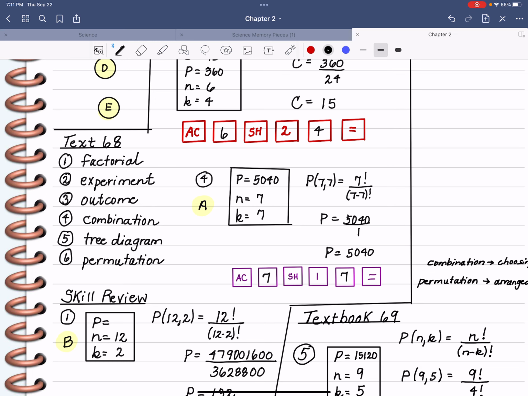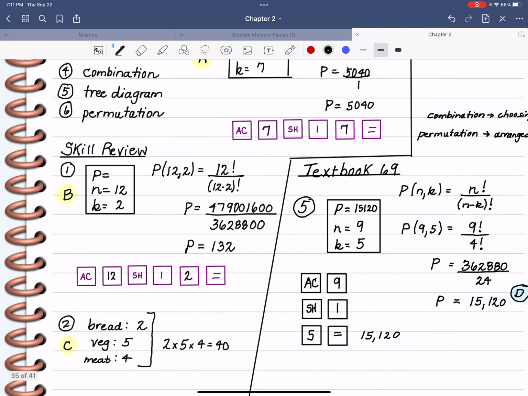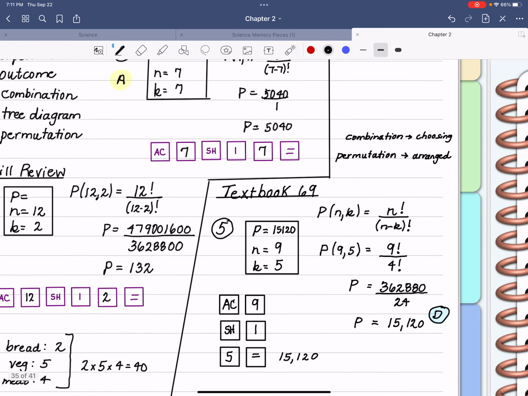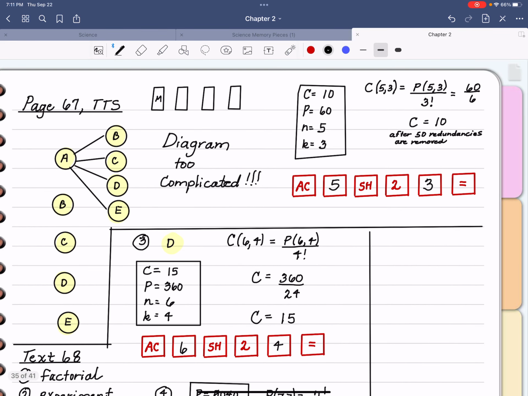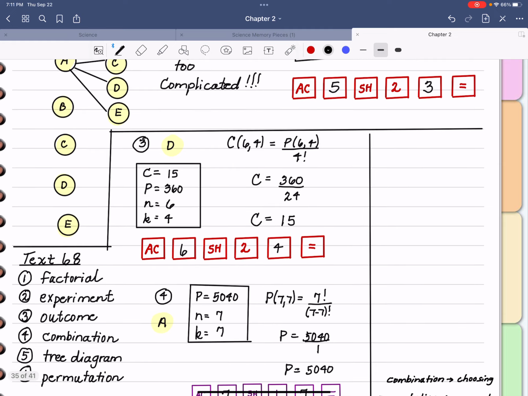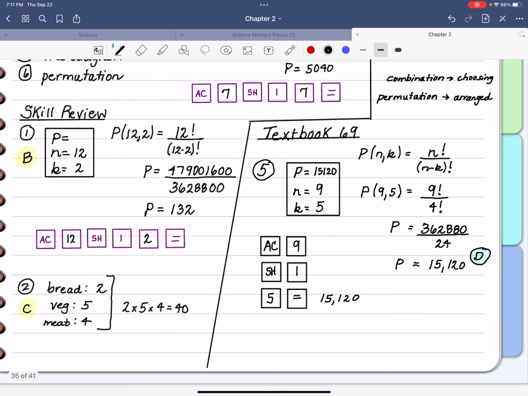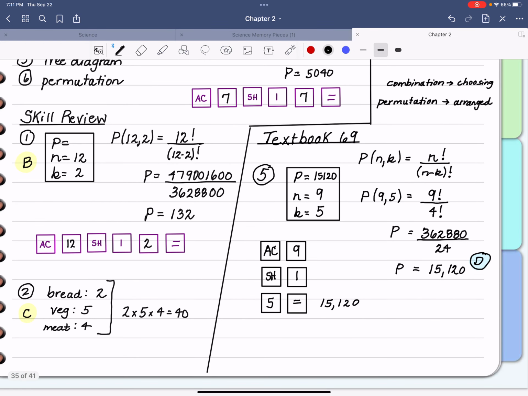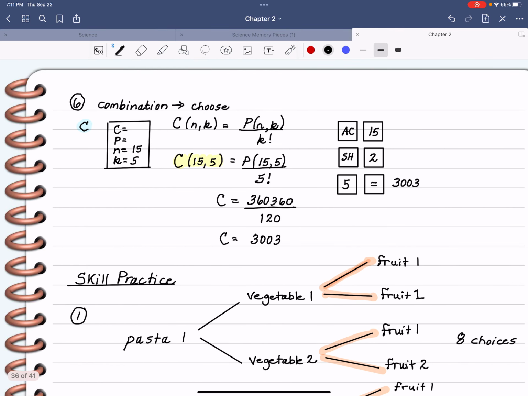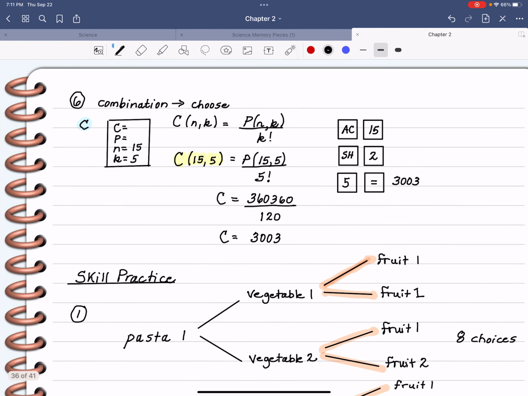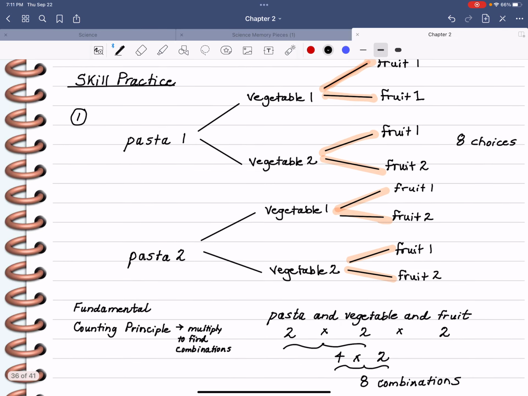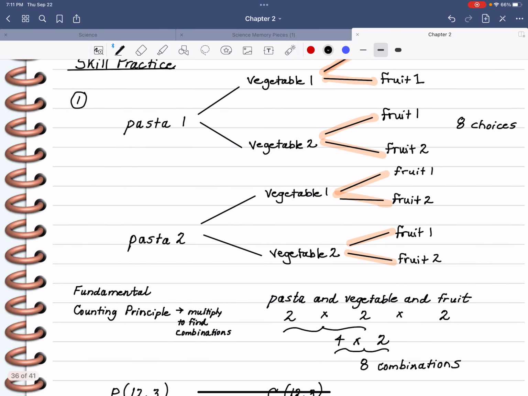Number 1 at the bottom is B as in boy. 2 is C as in cat. 3 is D as in dog. 4 is A as in apple. 5 is D as in dog. 6 is C as in cat. Number 1 at the bottom is 8 choices. They say 8 options, but it's the same meaning.